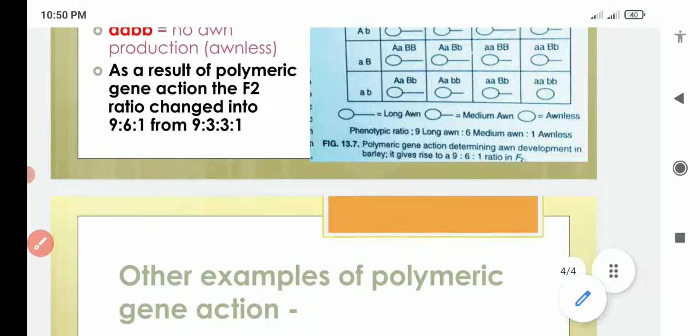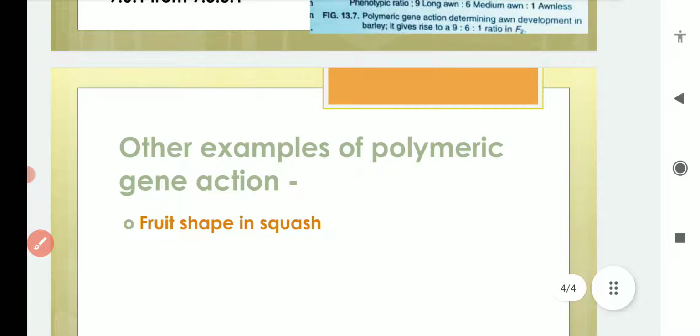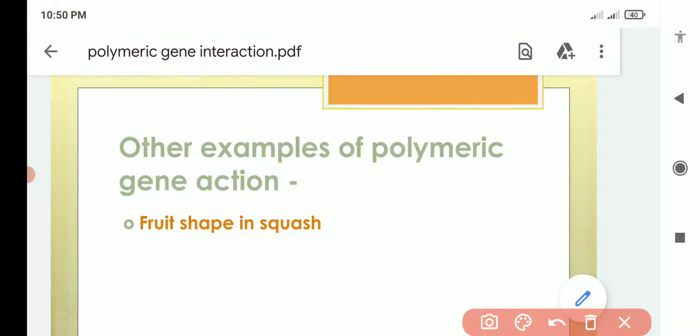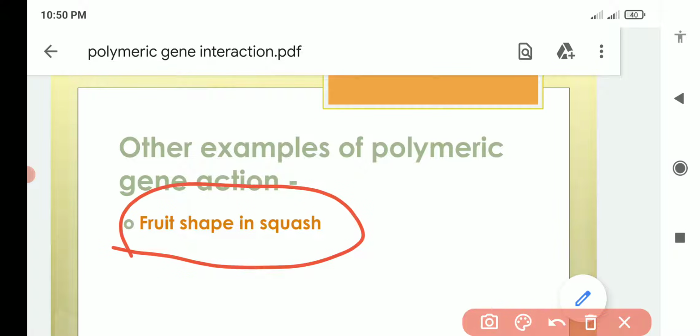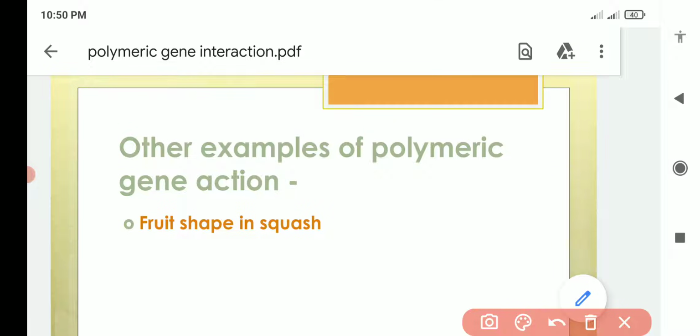So some other character in which this polymeric gene interaction is present in case of plants is fruit shape in squash. Okay, this fruit shape is also governed by this polymeric gene interaction in case of squash. So this is all about this gene interaction.